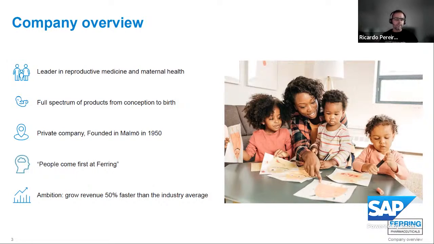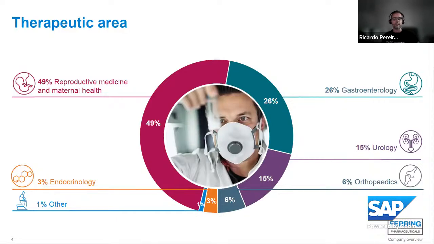Ferring has its own operating subsidiaries in nearly 60 countries and its products in 110 countries, quite spread around the world, as you can see. We have about 7,000 colleagues worldwide, and we have 3 large therapeutical areas where we have over 50 years developed new drugs. And our biggest area is reproductive medicine and maternal health.